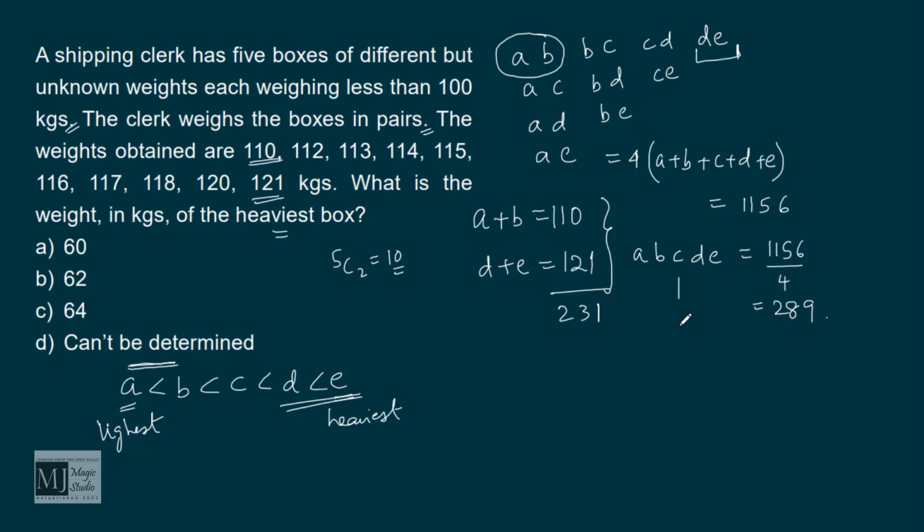Now A plus B plus D plus E is 231. Therefore the weight of C, the middle one, should be 289 minus 231. That should be 58. C is equal to 58.